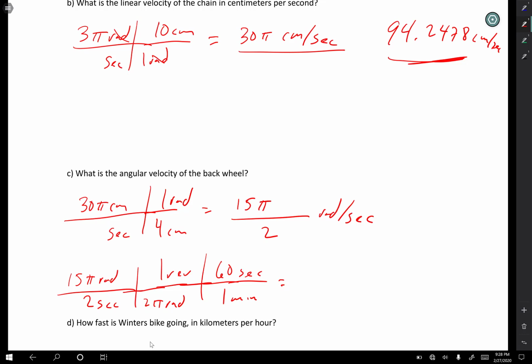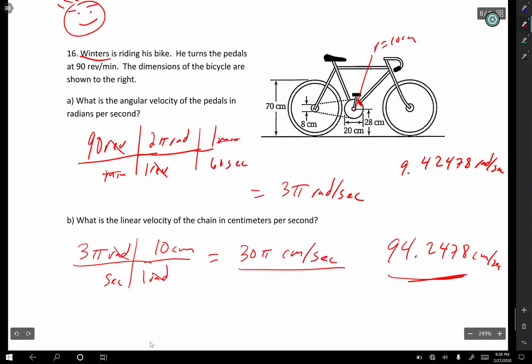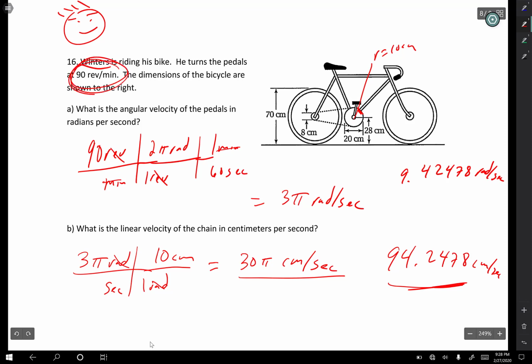And I get 225. Oops. I didn't mean to cancel the minutes there. I meant to cancel the seconds. 225 revolutions per minute. What I wanted to show you guys is this. You see this 90 revolutions per minute? The scale factor between 8 and 20. So let's see what that is. 20 over 8. 20 divided by 8, and I get 2.5. So that means that this little sprocket, the little back sprocket, is going 2.5 times faster than this big sprocket.